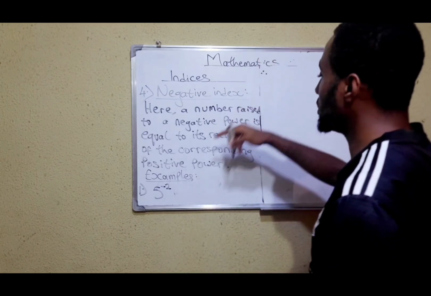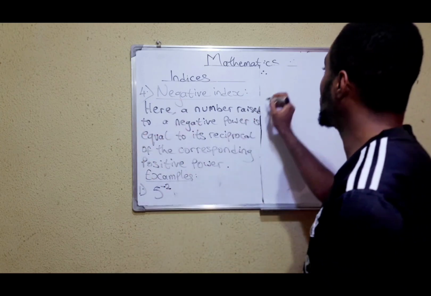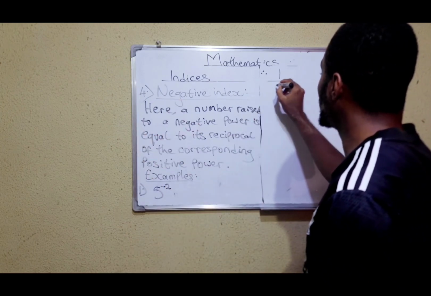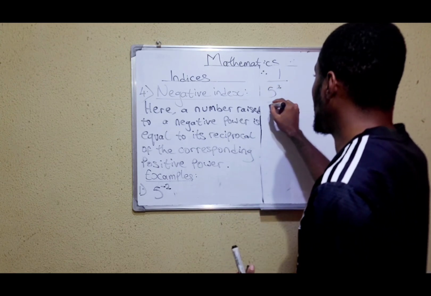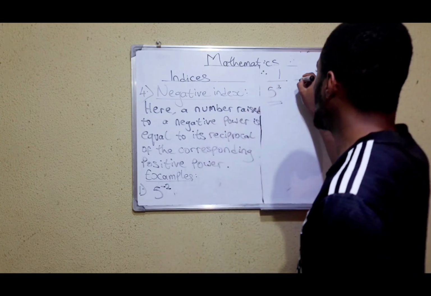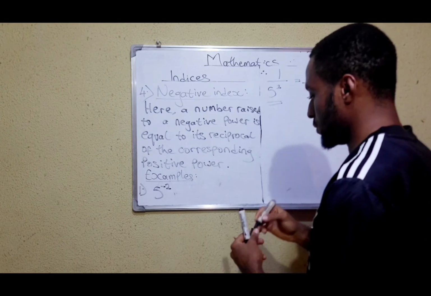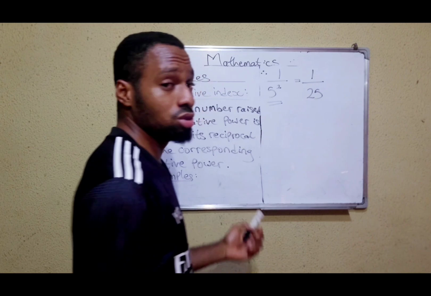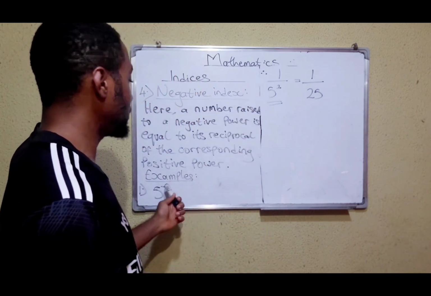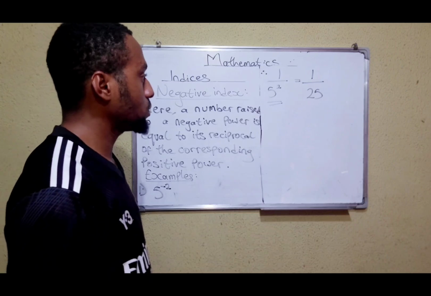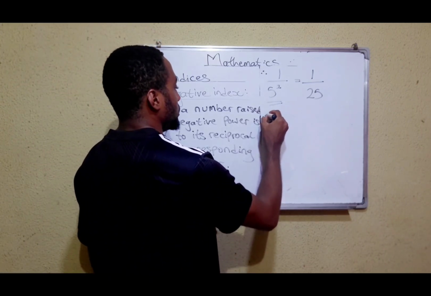You simply find the reciprocal of the number, that is, putting 1 all over the number and the power. So this becomes 1 over 5 raised to the power of 2. This is the final answer. Or you can go further and say it is equal to 1 all over 25. Remember, this rule simply means to remove the negative sign in the power to get the corresponding reciprocal.